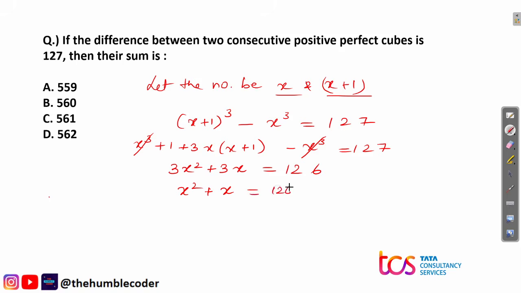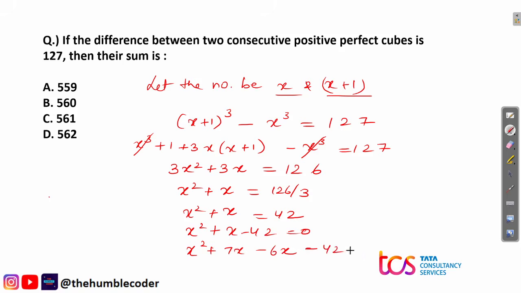So 126 divided by 3 will give us 42. So we have this equation: x square plus x equals 42. Now we will solve this equation. It can be solved by taking 7x minus 6x, because 7x minus 6x will give x, and 7 into 6 will give 42, right? So minus 42 equals 0.